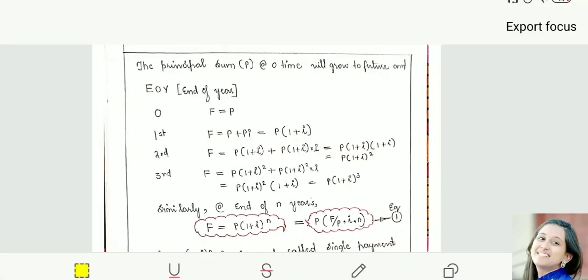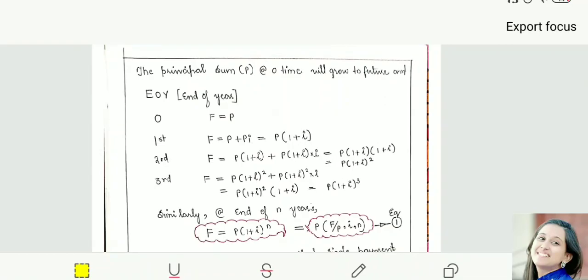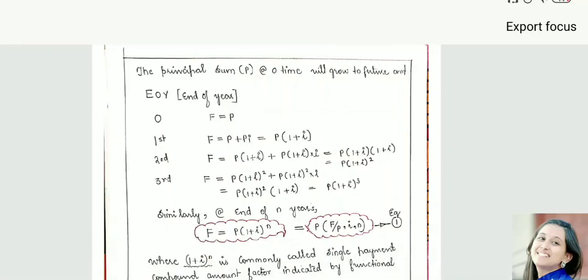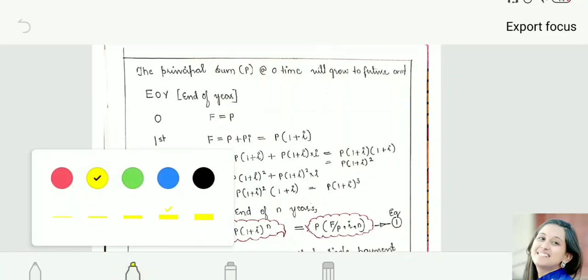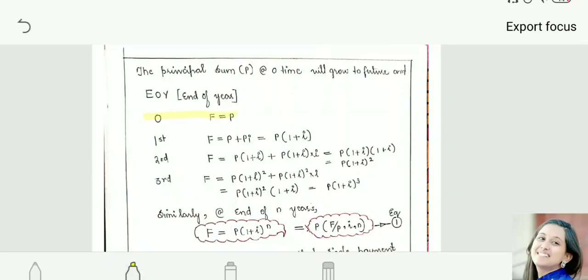Here you are able to see the derivation, and this derivation is the same as the compound interest we have seen in our previous lecture. What happens here, you are able to visualize that at the 0th period your future worth will be the same as your present worth, right? But after the first year, your future worth will be equal to your present amount plus an interest that is added to the present amount.